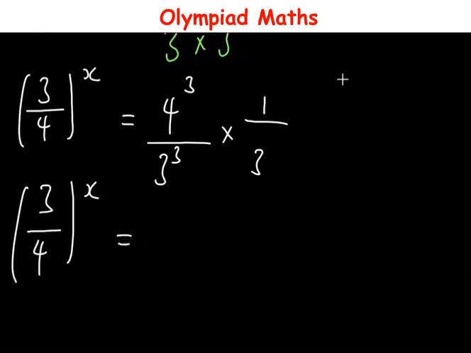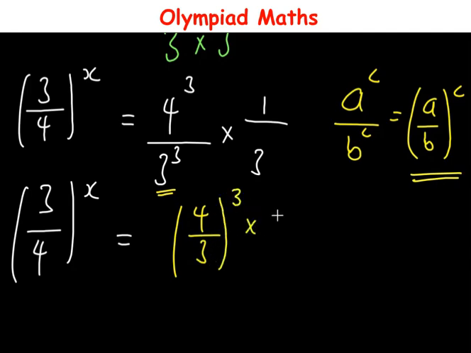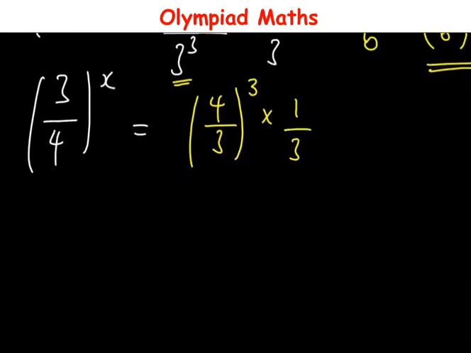this rule of indices, that if you have a raised to power c over b raised to power c, this equals in brackets a over b all raised to power c. Applying this rule right here, we have in brackets 4 over 3 all raised to power 3 then times 1 over 3.